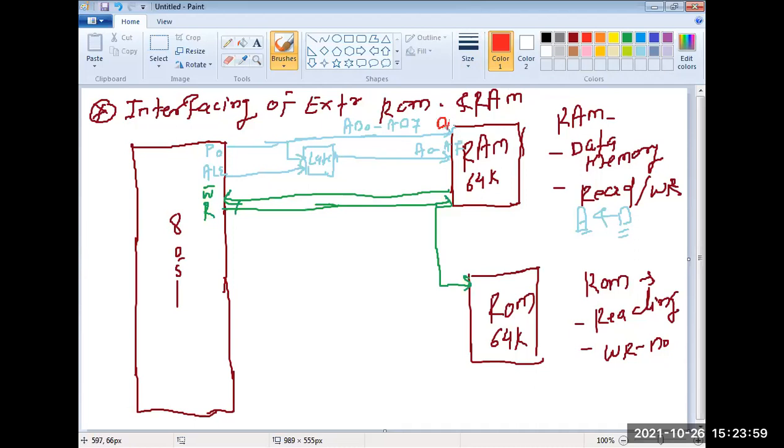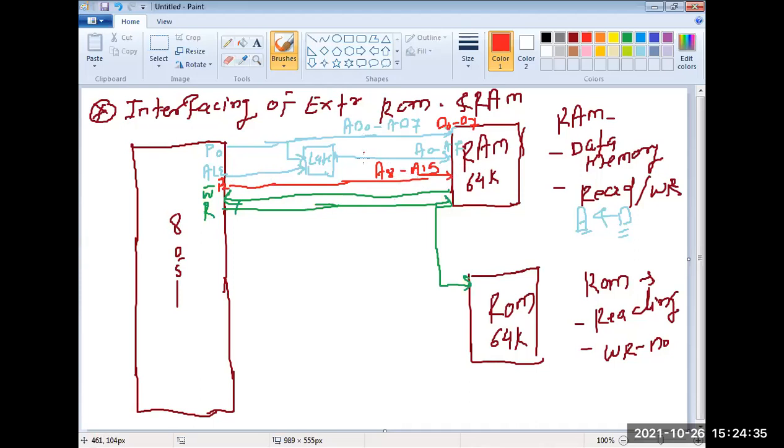So this D0 to D7 is the data bus, and I have connected the A0 to A7 address bus also. At the same time I'm connecting port 2. What is the function of port 2? Port 2, what is it? A0 to, not A0, A8 to A15. That acts as what? Higher address bus. That I'm connecting also.